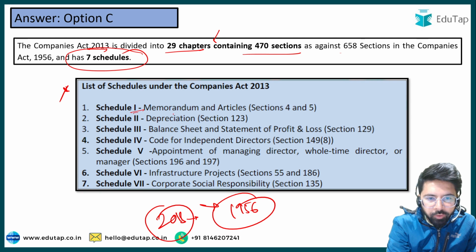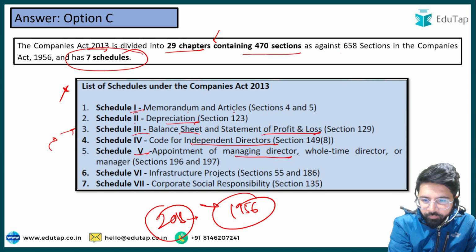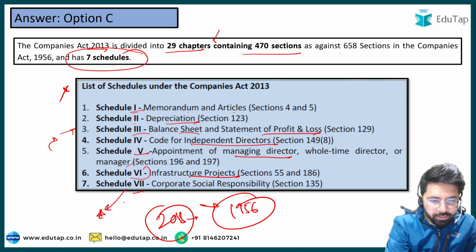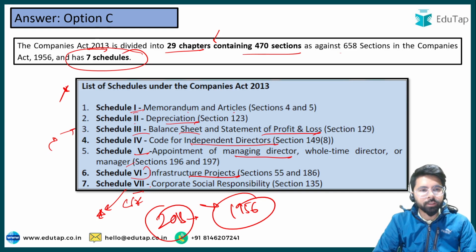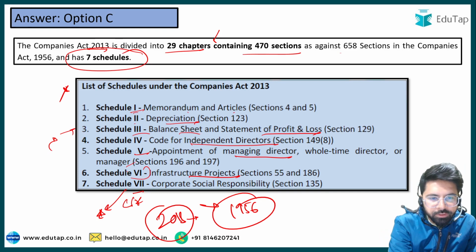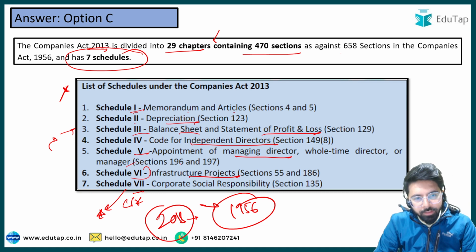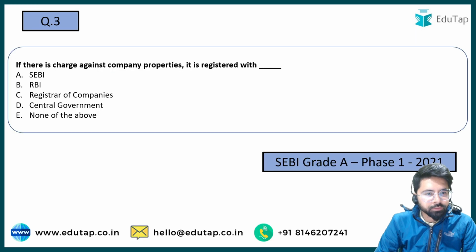As it is mentioned here, Schedule 1 pertains to memorandum and articles. Schedule 2 pertains to depreciation. Schedule 3 is very important, friends, because the balance sheet and statement of profit and loss format is mentioned in Schedule 3. In Schedule 4, we have the code for independent directors. In Schedule 5, we have appointment of managing director, whole-time director, or the manager. In Schedule 6, we have infrastructure-related projects. And Schedule 7, a question that can be asked, relates to corporate social responsibility. So, not just remembering how many schedules, you must also remember what that particular schedule is associated with. Let us move on to the third question.